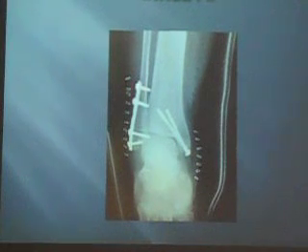Ankle fractures. This is a bimalleolar fracture of the ankle. On the outer part of the ankle, there'll be a plate with numerous screws. On the inside of the ankle, there will usually be 2 long screws holding that fracture in place, and these are just the skin staples that we have.